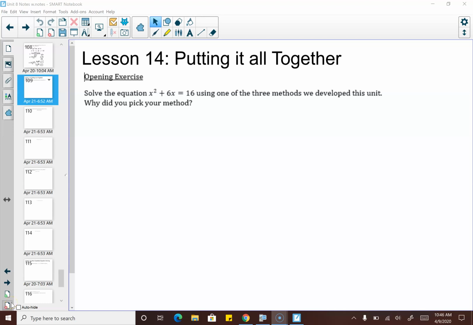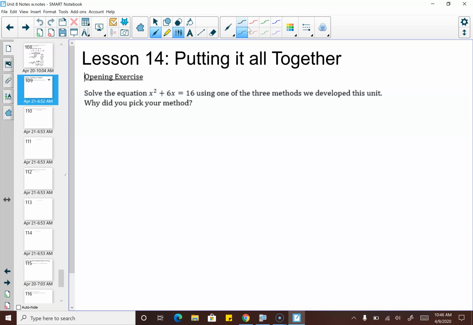In lesson 14, putting it all together, we're going to work on using all of our methods and practicing the quadratic formula, some more factoring, completing the square, inverse operations, basically all the solving methods we learned in this unit.